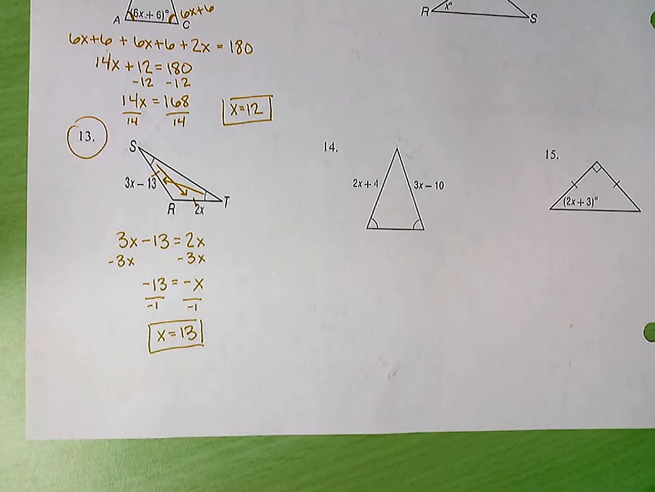See, I did it a different way. I got the same answer. I subtracted 2x and then added 13. Yeah, that's fine. That's very easy. Any questions on these isosceles triangle properties?